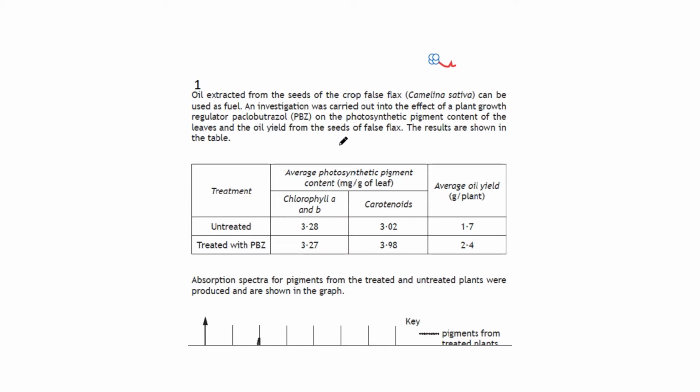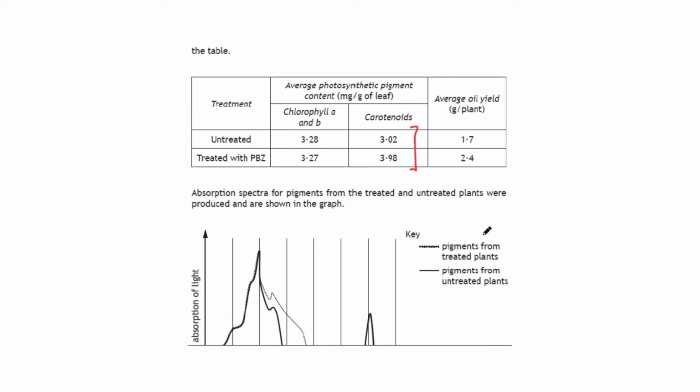So we've got treatment, untreated, and then the photosynthetic pigment content, chlorophyll A and chlorophyll B, you can see is about the same, but for the carotenoid, you can see there's a bit of a difference. When it's treated with PBZ, it goes up to 3.98, and the average oil yield is higher if they're treated. So let's look at the next bit.